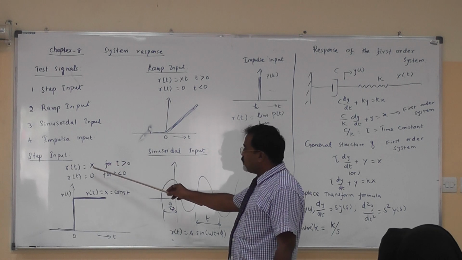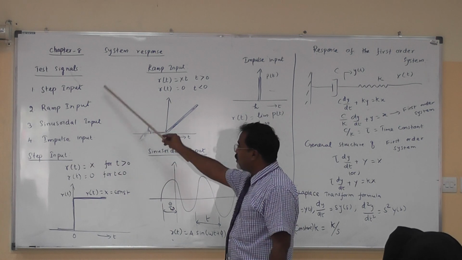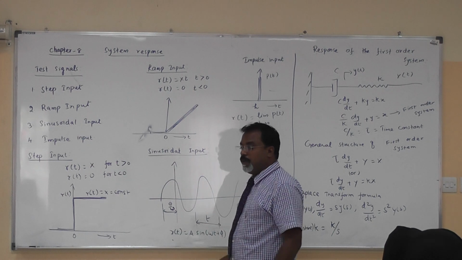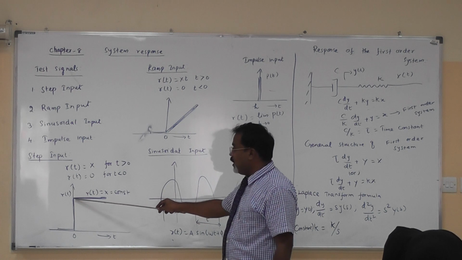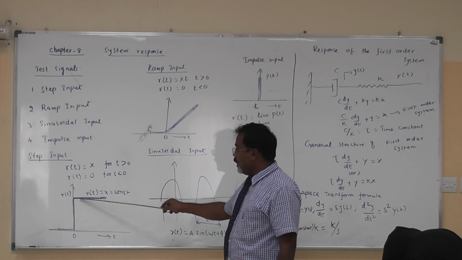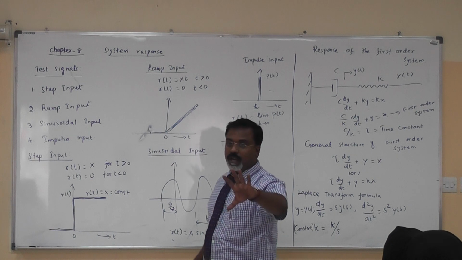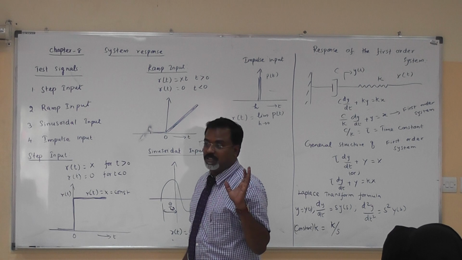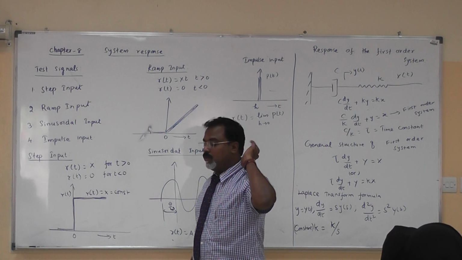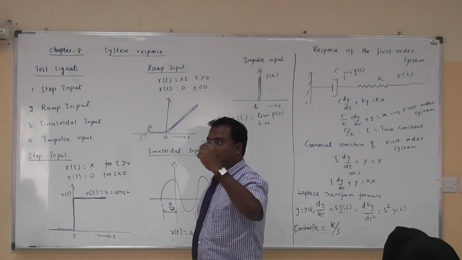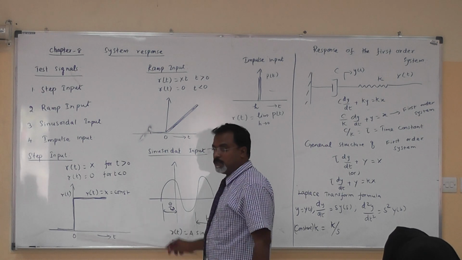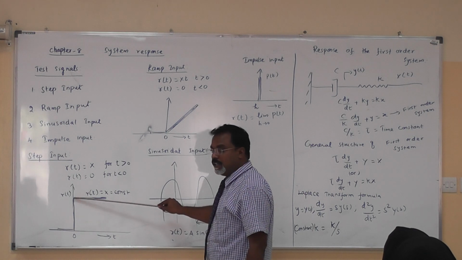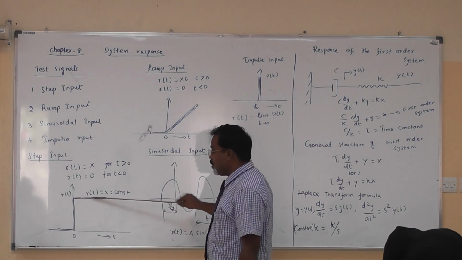So there are different kinds of input: step input, ramp input, sinusoidal input, impulse input. What is the meaning of step input? Suddenly you give a constant. 5 volt you give to the system, or 10 volt, or 240 volt constantly, and then you find the response of the system. That kind of input is called step input. Just one step, that means constant, and then you maintain it.